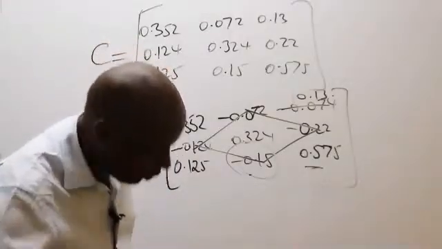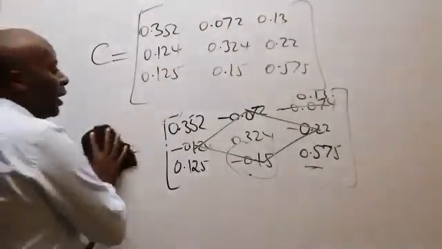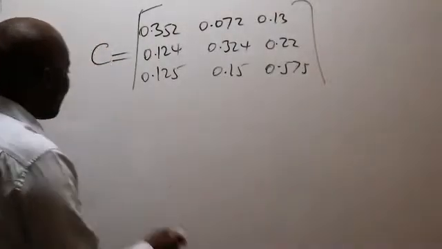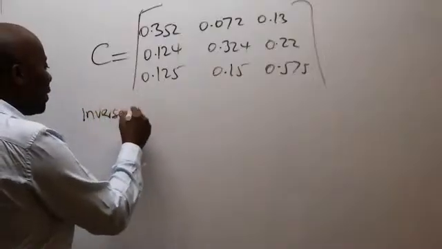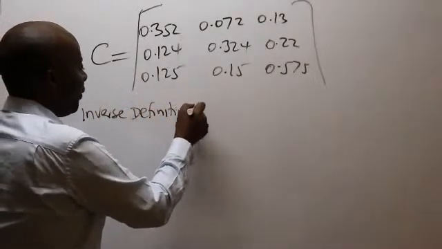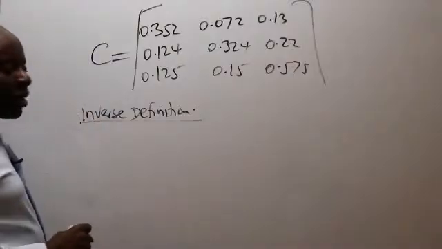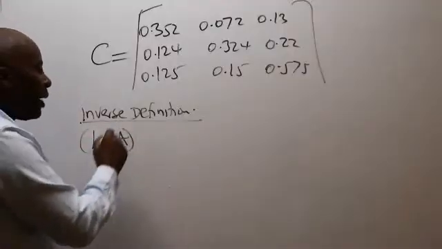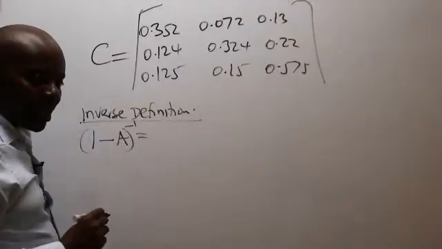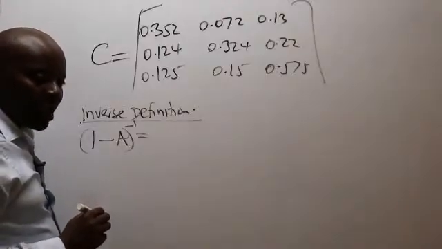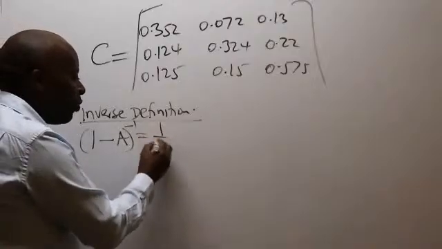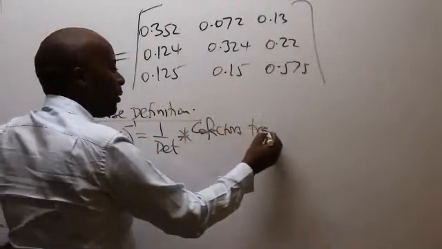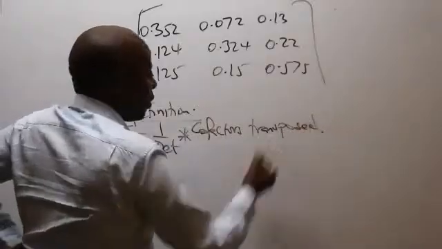Great. Now, ladies and gentlemen, from that, we'll go to the last step. The last step is the one of inverse definition. So remember the matrix whose inverse we wanted is this matrix I minus A. So I minus A inverse will be equal to what? I minus A inverse will be equal to 1 over the determinant times the cofactors transposed.